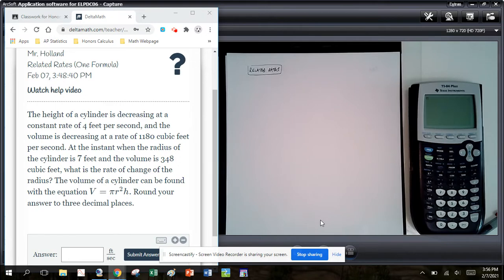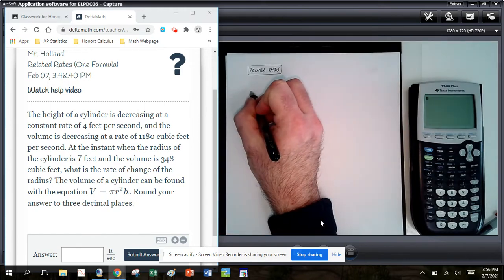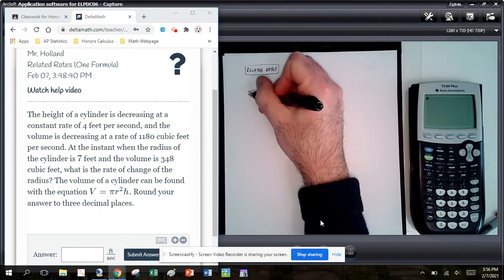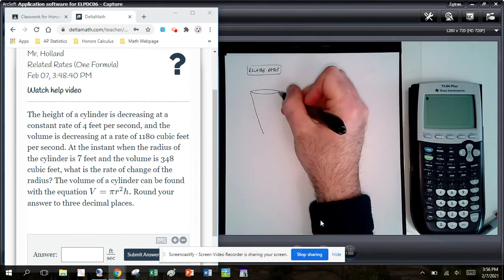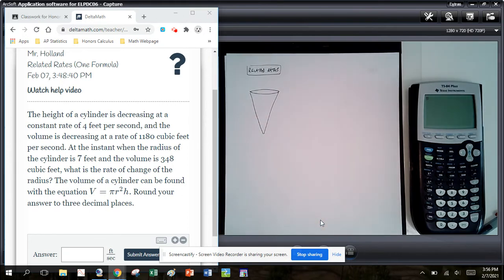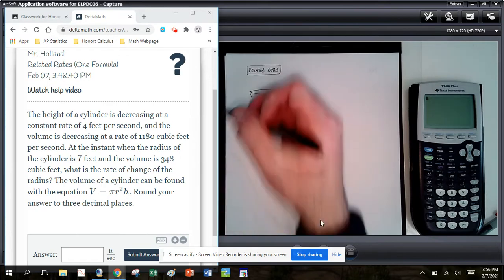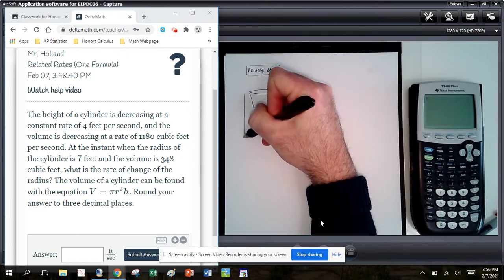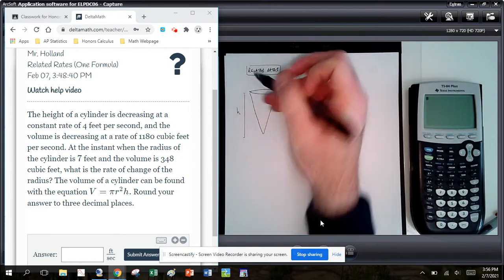So here we have the height of a cylinder that is changing. So the first thing I want to do is draw myself a picture of what's going on. So I'm going to do my best attempt here at drawing a cylinder. So there's my cylinder. And let's see what it says. It says the height of that cylinder. So the height of the cylinder is this, and we're going to call that h.